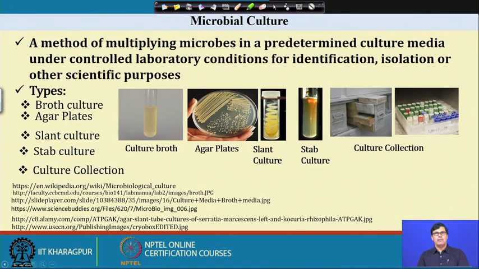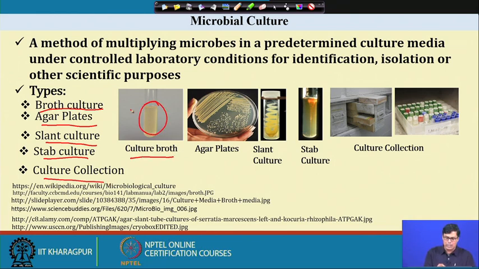Now, the question comes: how do you do the culture of this microorganism? There are different types of methods we have. I can show you: this is broth culture, this is agar plate, this is slant culture, stab culture, and culture collection. So this is the broth culture. Broth is a kind of media where the organism grows. You can see when the organism grows, it will be a little bit hazy.